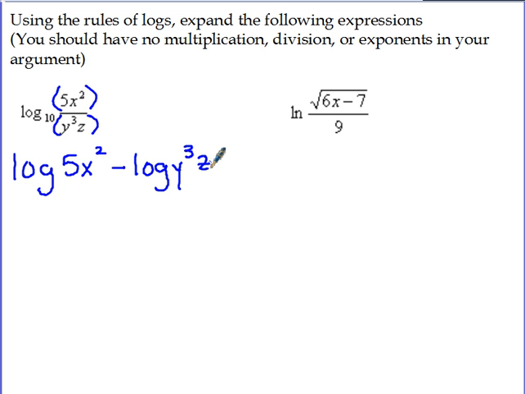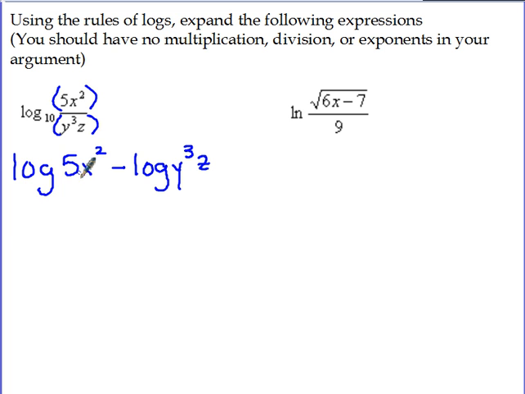Now notice I didn't write base 10 there. Remember, if it's base 10, then it's just implied. You don't have to write it. If you do write it, you're not wrong, but you don't need it there. So now I cannot bring this 2 out front just yet because that 2 is only on the x, it's not on the 5. If this was in parentheses, then I could, but since it's not, I can't.